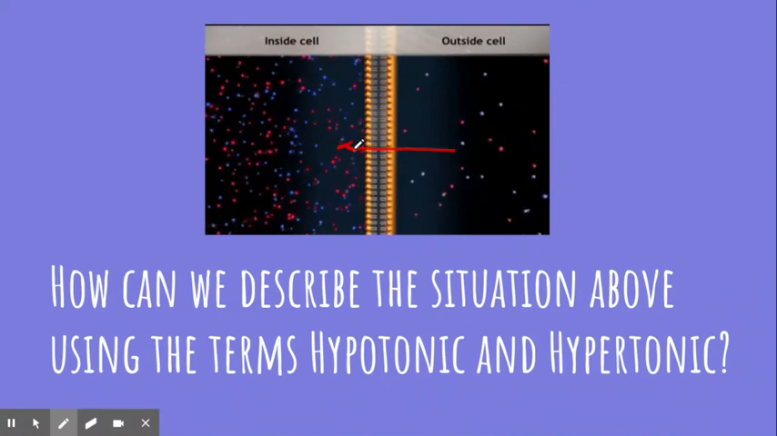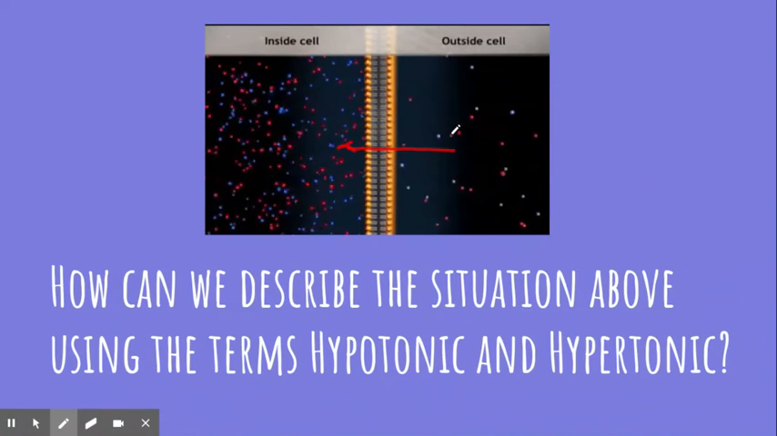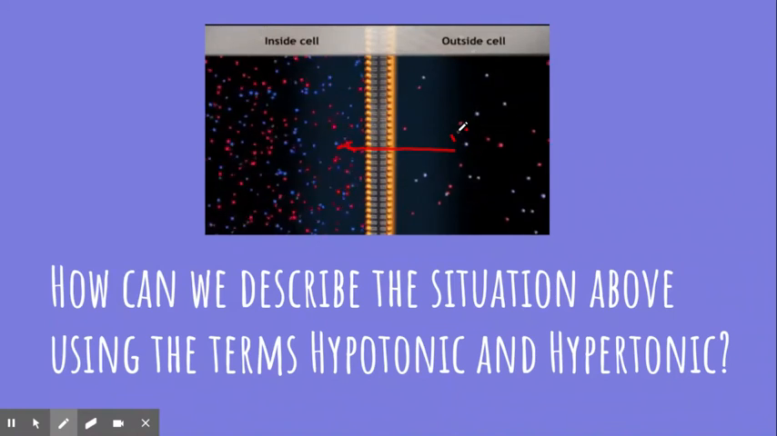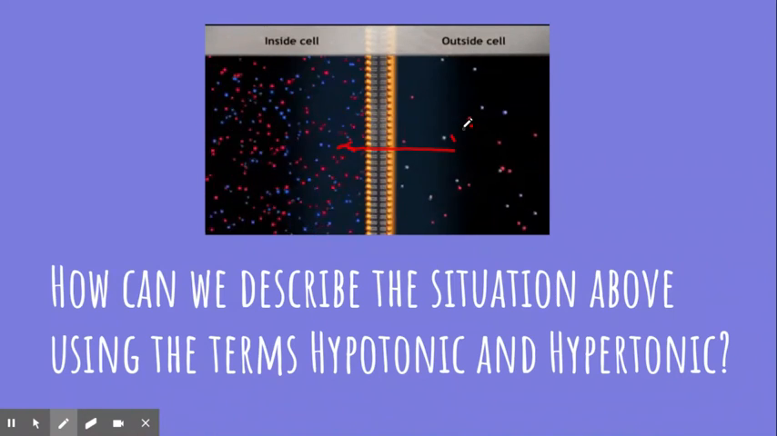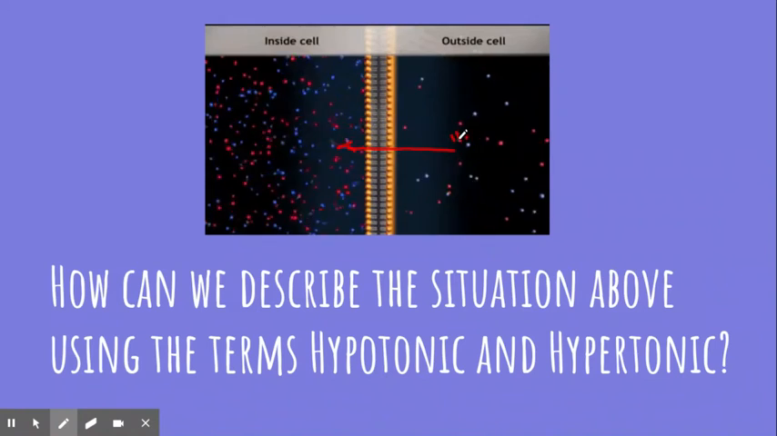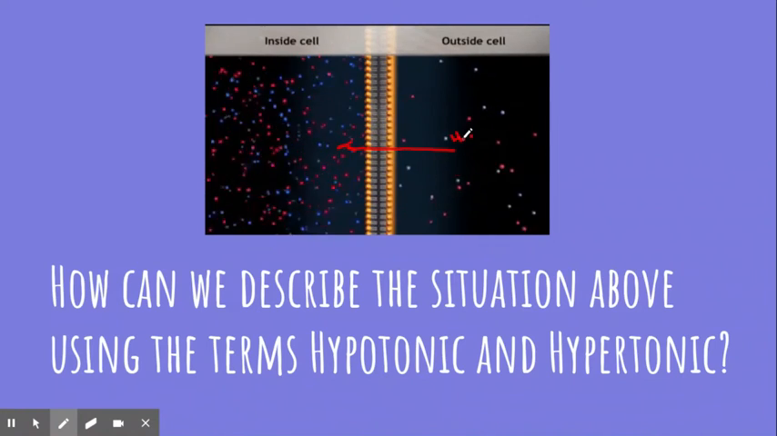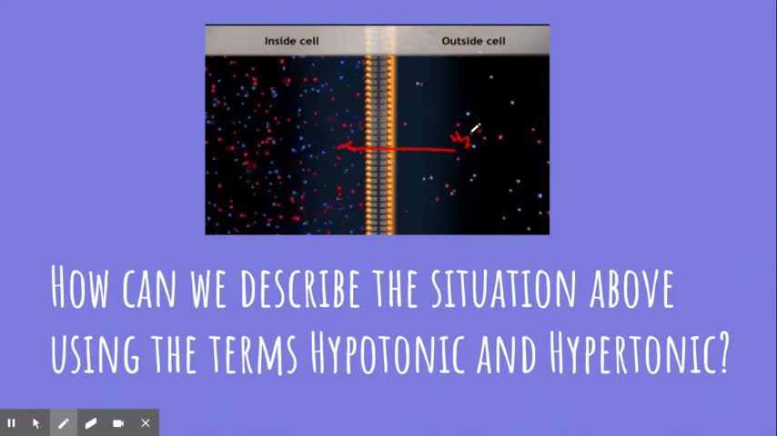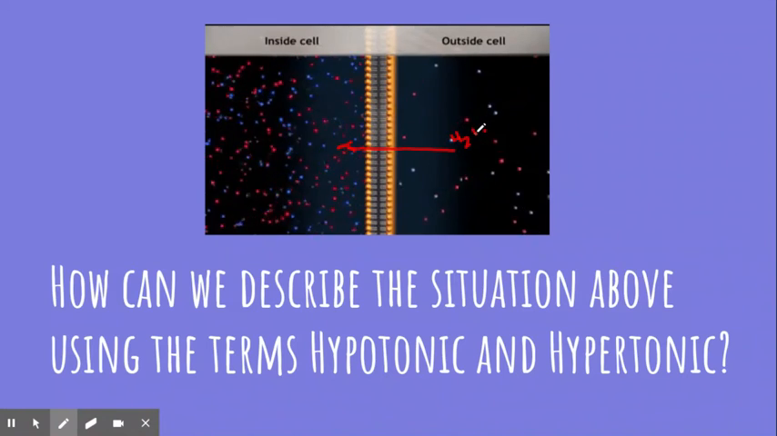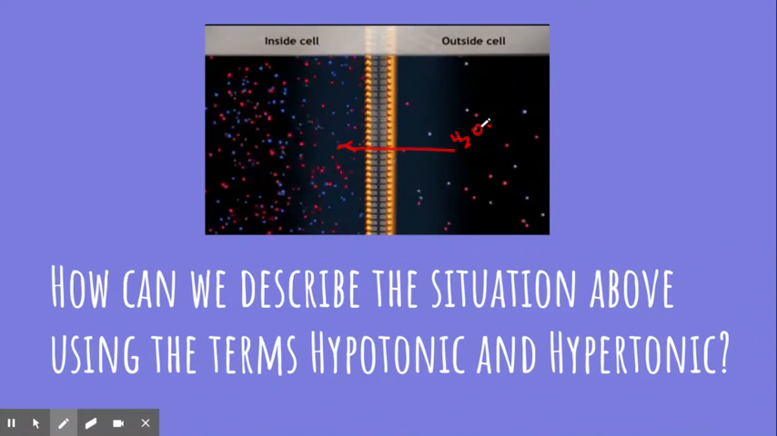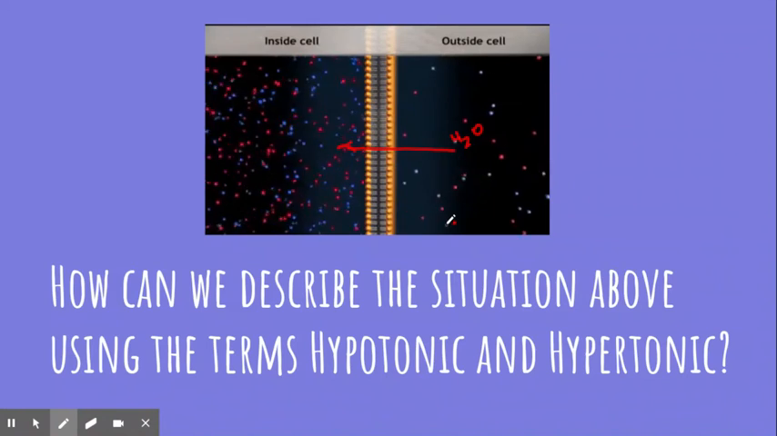Okay? That's the way water's going to move. So when you move the water, what ends up happening sometimes is cells get really full, like you would too if you drink too much water. And if they're not careful, they could burst. So cells have to be really smart about how much water they move in and out.